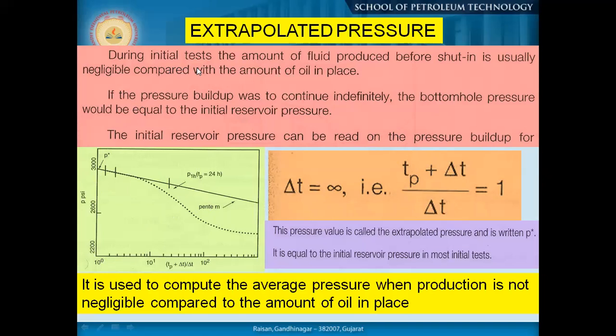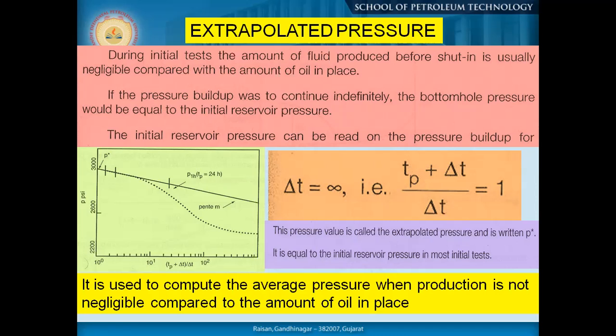Okay, so during an initial test, the amount of fluid produced before starting is usually negligible compared to the amount of oil in place. Okay, so if the pressure buildup were continued indefinitely, the bottom hole pressure would be equal to the initial reservoir pressure. So that is the consideration we take, to understand. Sometimes what happens is that after the perforation of the well, we could not measure the static bottom hole pressure or the initial pressure of the reservoir.